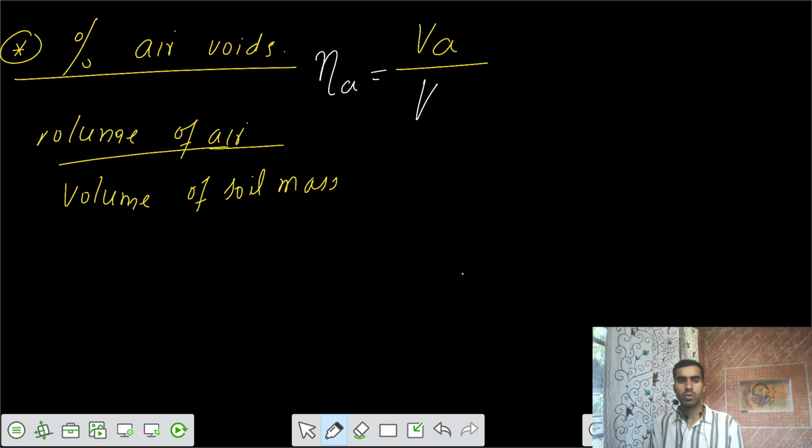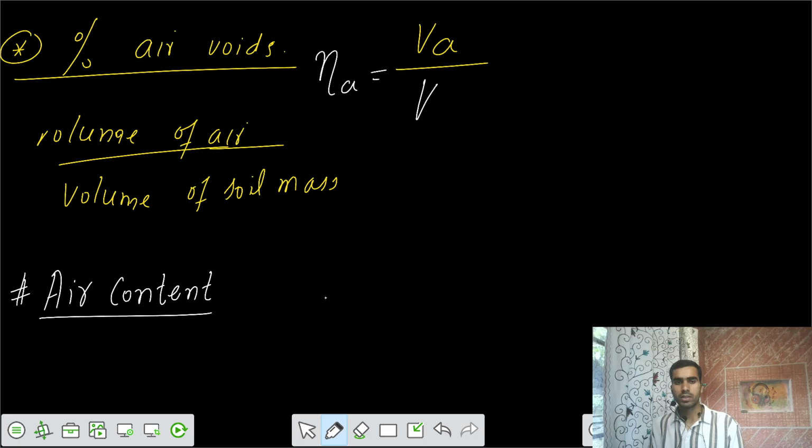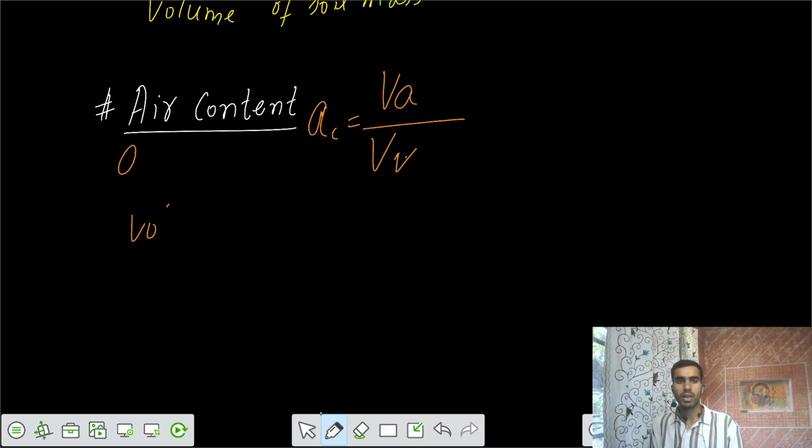After that, we have air content. It is the ratio of the volume of air divided by the volume of voids only. The air content is represented as AC, which equals the volume of air divided by the volume of voids.